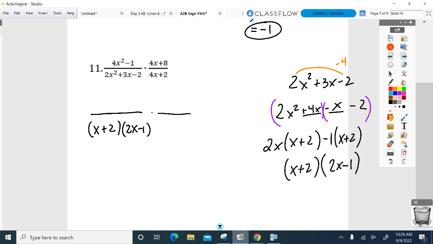Number 13. Which one do you want? Okay, 4x plus 8. What do I always ask you for first? So what can I take out? 4. Okay, take out a 4. What are you left with? X plus 2. Good work. There you go. Not too bad.